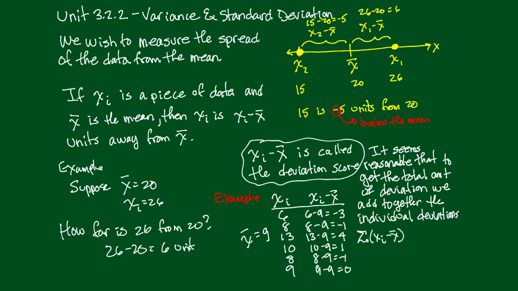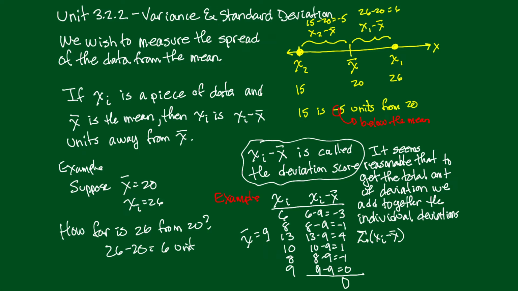What does it say? Don't let the notation get in your way. This just says to add up these things, and those are just the deviation scores. So I find each individual deviation, and it just says add them all up. If you add all these up, what do you get? Negative 3, negative 1, negative 4. Plus 4 is 0. 0 plus 1 is 1. 1 plus negative 1 is 0. Plus 0 is 0. This total deviation is 0.